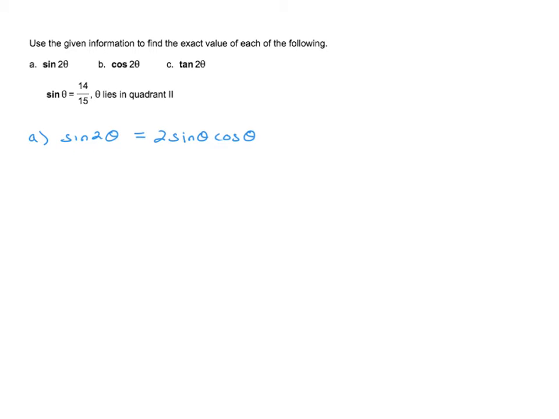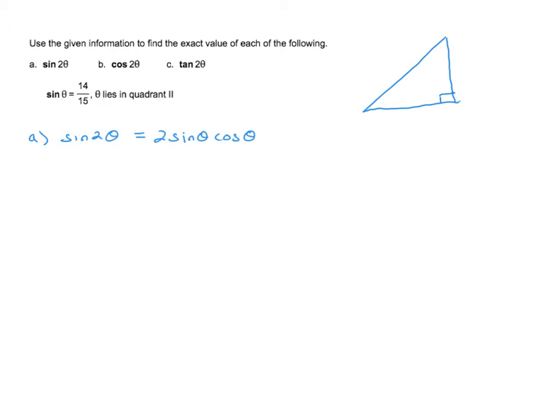So to compute this, I'll put information into this side of my equation. Now, I know sine of theta is equal to 14 over 15, so I can just put this value here. What I don't know is, well, what's cosine of theta? The goal is to figure out cosine of theta using what sine of theta is equal to. To do this, I'm going to set up a right triangle.